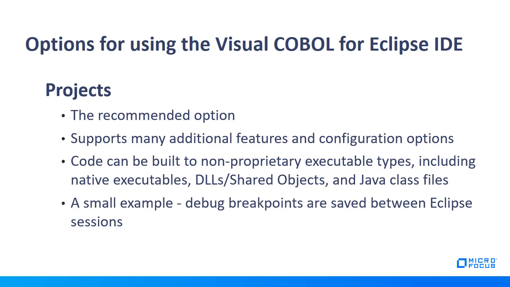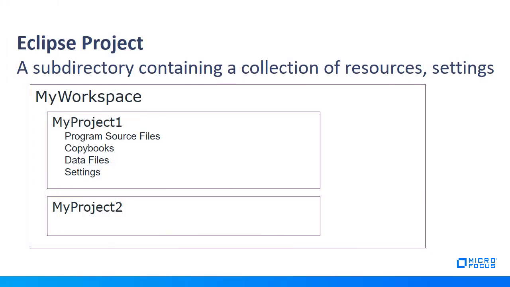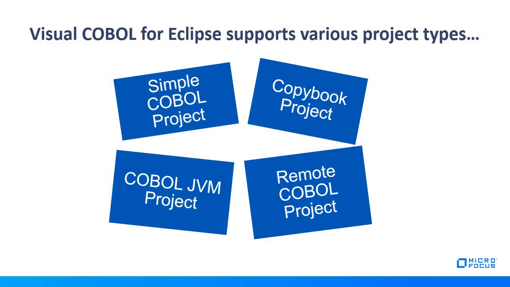Eclipse projects are a collection of resources, folders and files, as well as settings related to working with these items. An Eclipse workspace can contain one or more projects. There are many different types of projects available in Visual COBOL for Eclipse, related to different kinds of development work.